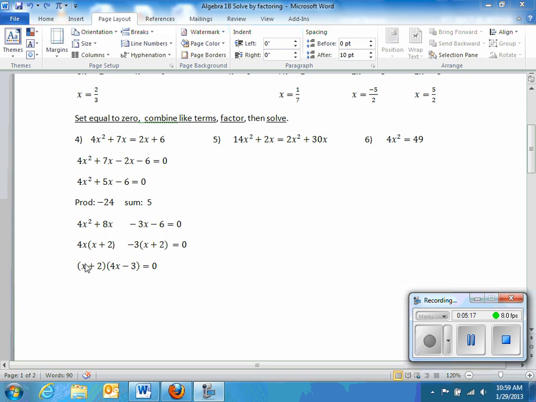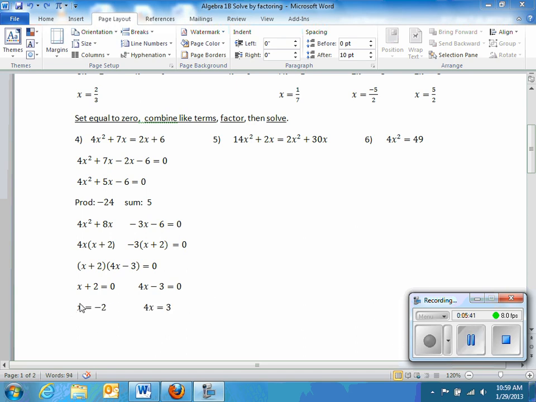All right, now that we have this factored, we can continue to solve this like we did our three problems up here. We're going to set x plus 2 equals 0 and set 4x minus 3 equals 0. Here we'll move 2 over and get x equals negative 2. Here we'll move negative 3 over and get 4x equals positive 3.